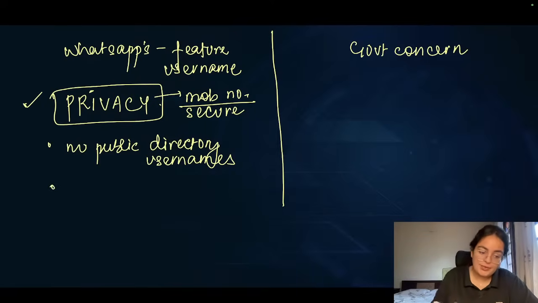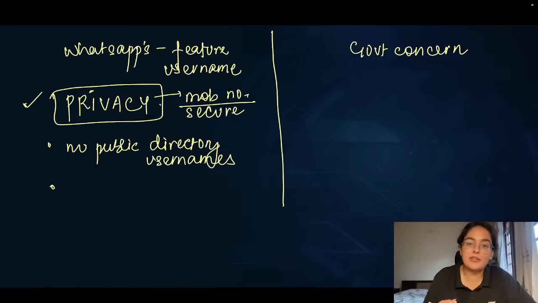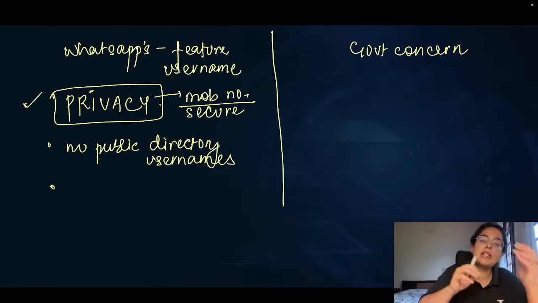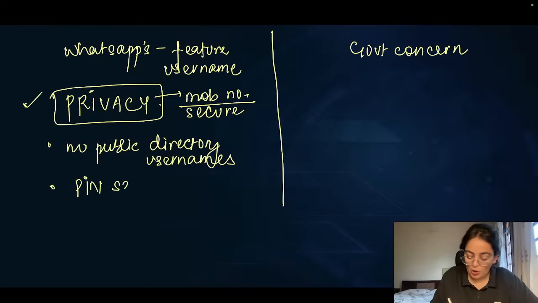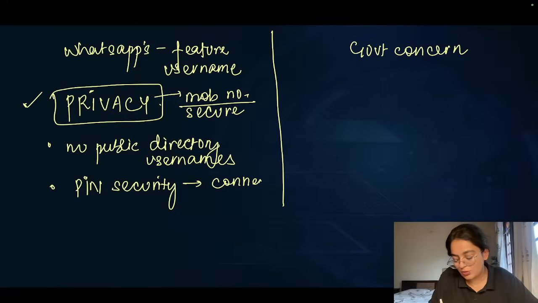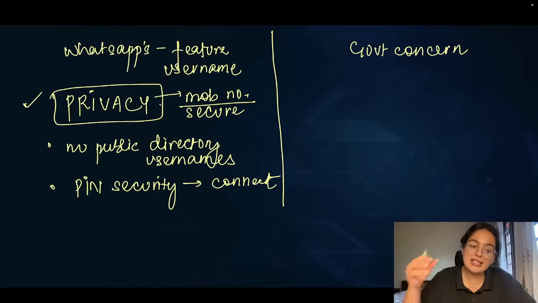WhatsApp also says that you can add another security feature. For example, even if someone has found out your username, there can be a PIN security feature. Only when they give a security PIN along with your username can they connect with you and message you. Did you understand this? So just knowing the username alone will not be enough. No one can just find out and hound you. You can share the PIN with the person who will then connect with you. You can set this as an extra layer of protection.